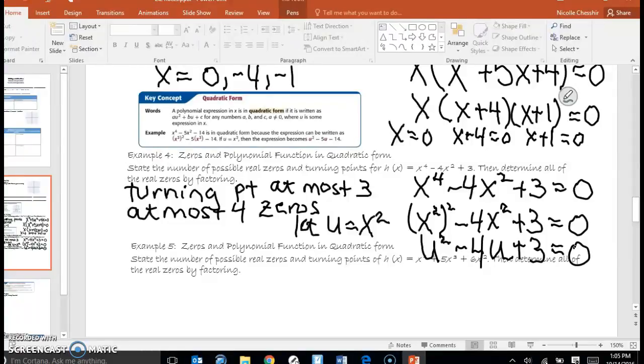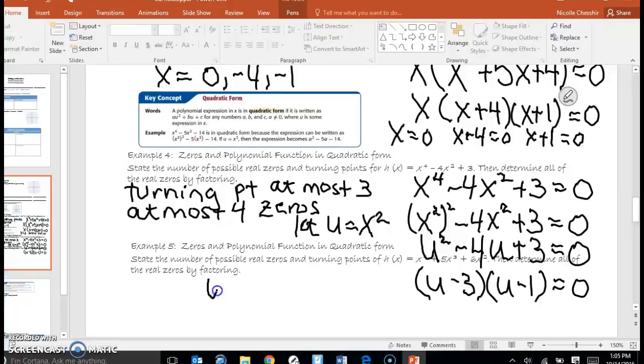Alright, so now, can we factor this like a normal quadratic? Yes. So what are 2 numbers that when we multiply them together we get 3, but when we add them we get negative 4? Alright, so when the parenthesis u minus 3 equals 0, then what do we know about the whole thing? It equals 0, right? And when this parenthesis u minus 1 equals 0, the whole thing is 0, right?